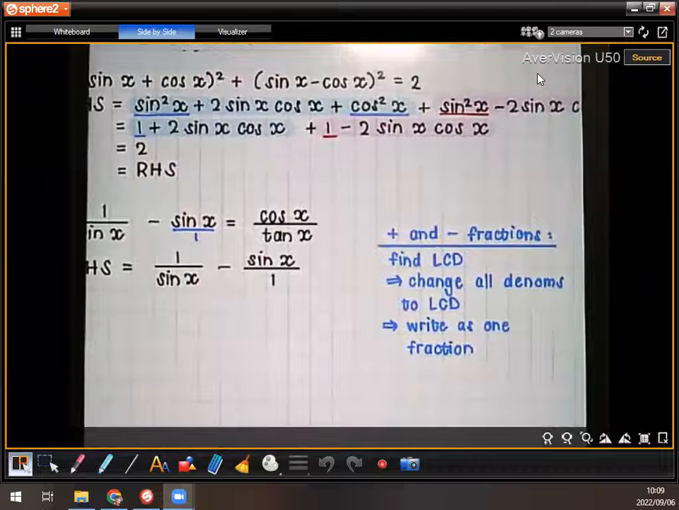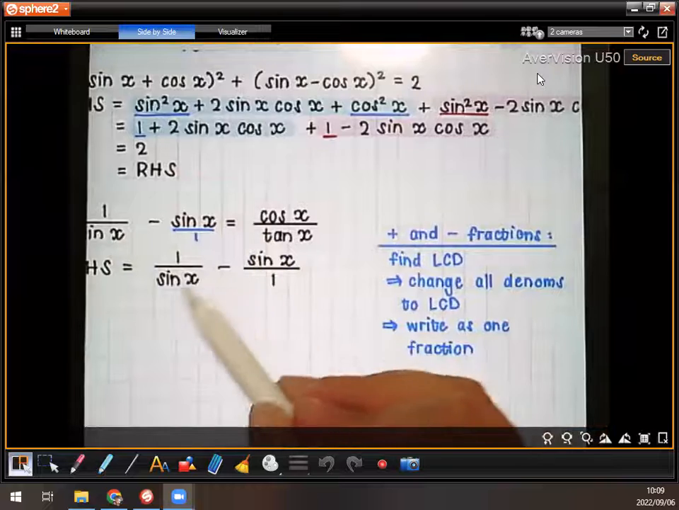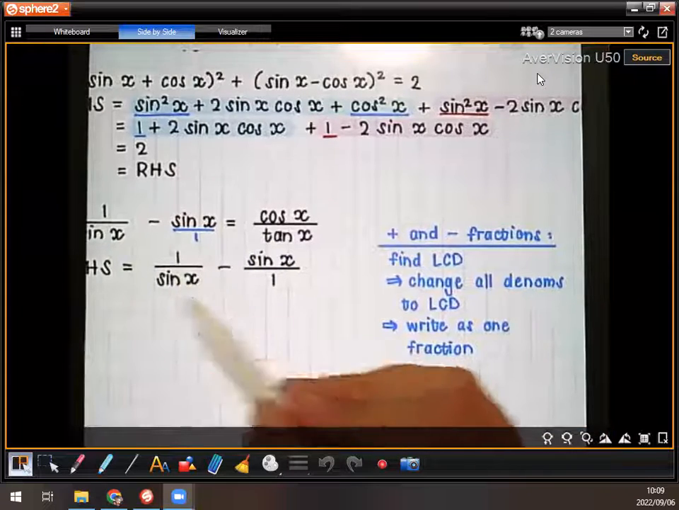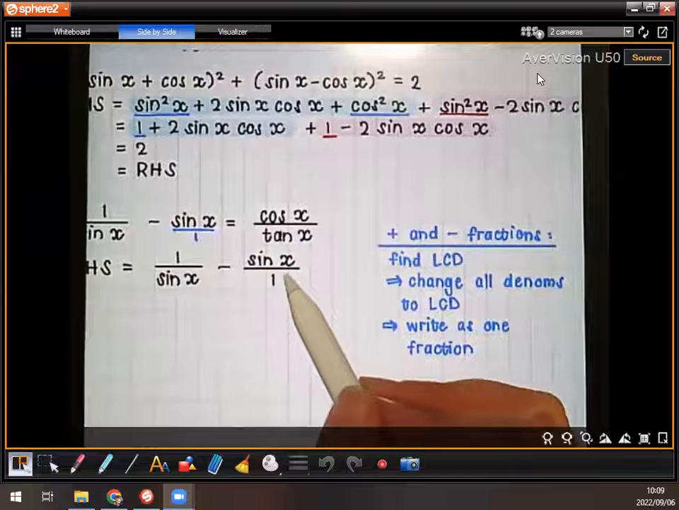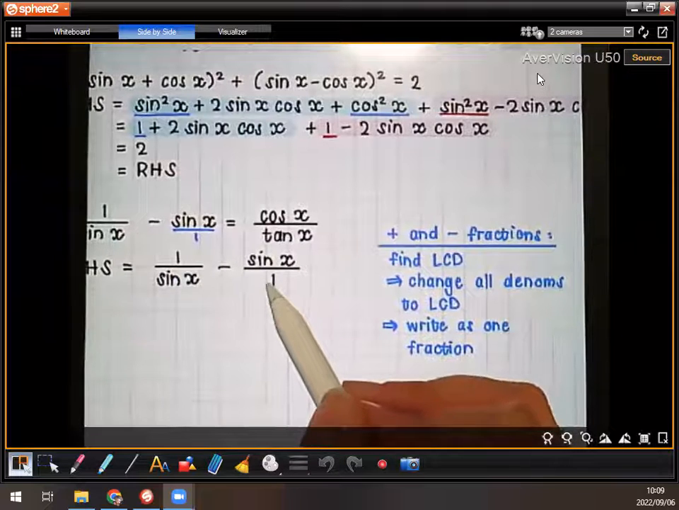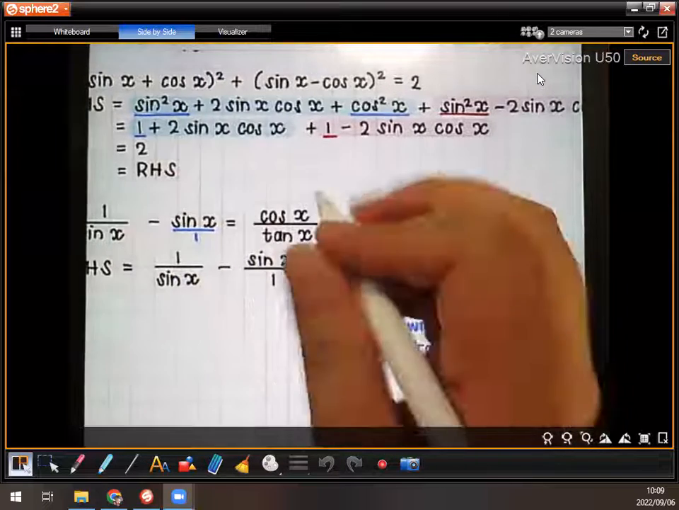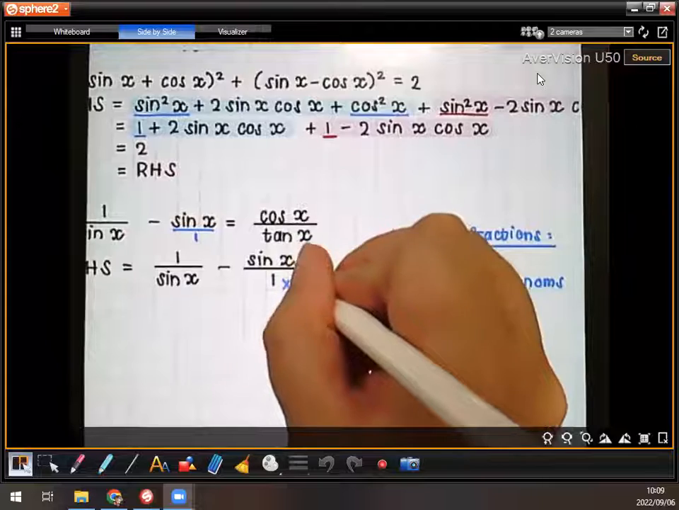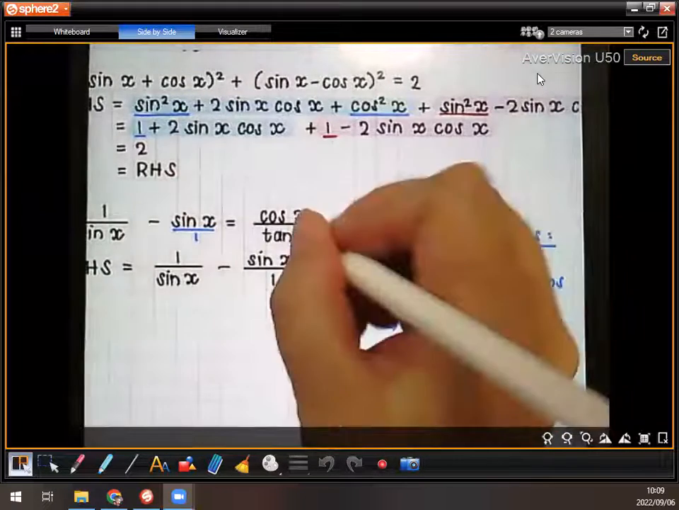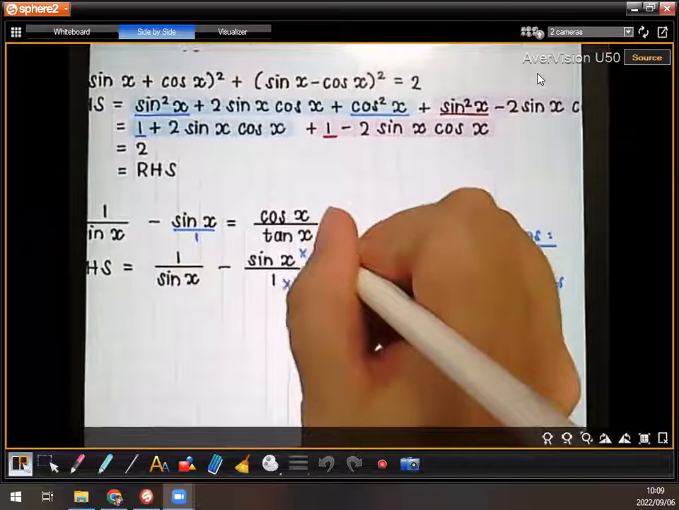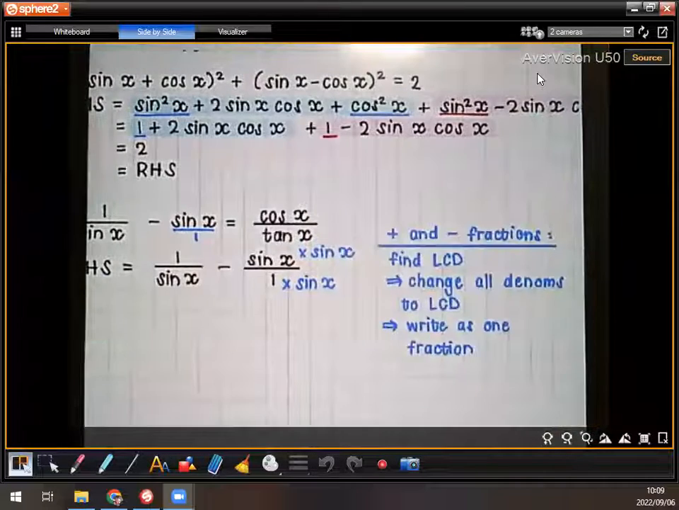Okay, now guys, what do you think is the LCD of sin x and 1? Sin x, okay? So this one is already over the LCD, so I don't have to change my first fraction, okay? This one I do have to change. I want this denominator to be sin x. At the moment, it's 1. So I have to multiply this by sin x. But then in the fraction, whatever you do at the bottom, you have to do at the top. So I'm going to have to multiply what I have at the top by sin x as well.